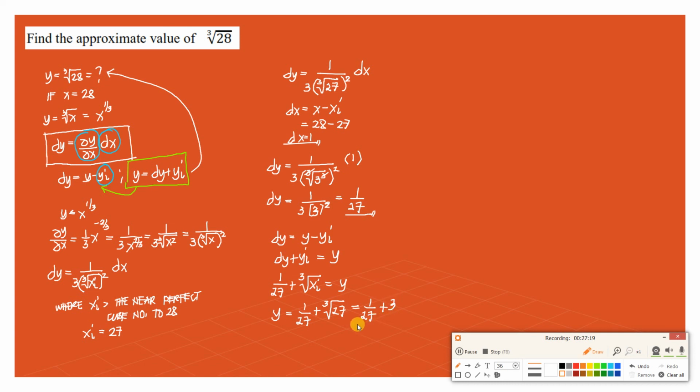Okay, so yan na yung pinaka-final answer. Kung check nyo sa calculator yan, the value of 1 over 27 plus 3 is equals to 3.037 in decimal number, no? So, that is the same as cube root of 28. Check yan. Okay? So, sa approximation, pwede rin isolve yung total derivative.